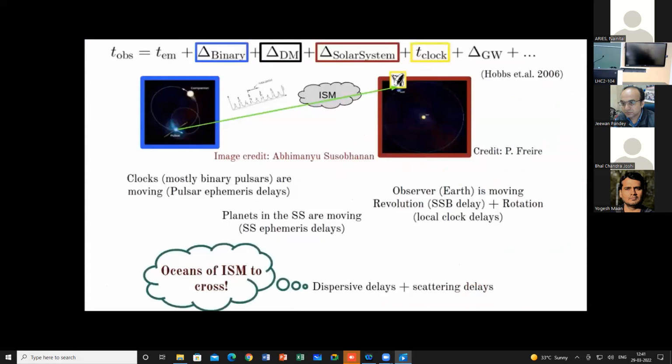These delays begin right after the emission. Since most millisecond pulsars are binaries, the signal encounters lag near the source itself. Similar delays occur during its passage through the solar system. The revolution of the Earth around the Sun and Earth's own rotation require additional clock corrections. However, the most difficult delays to model are due to vast oceans of cold ionized plasma that we observe around the Earth.